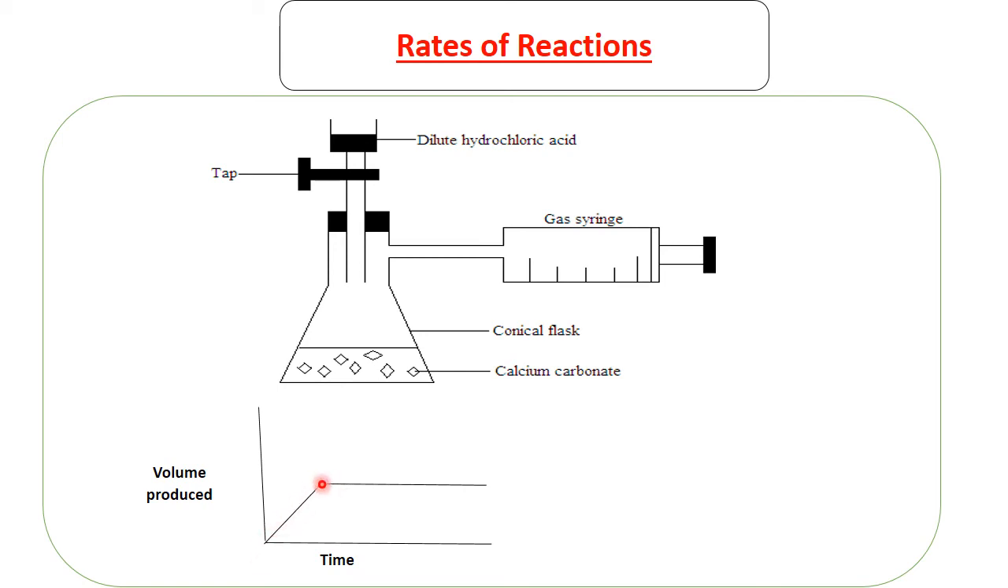To measure the rate of reaction, you just have to get a time maybe at this point and a time at this point, and also the corresponding volume at this point and at this point. Then you subtract the volume at this point from this point divided by the time at this point and at this point, which is basically the gradient of the graph at this point. So the gradient is equal to the rate of the reaction.